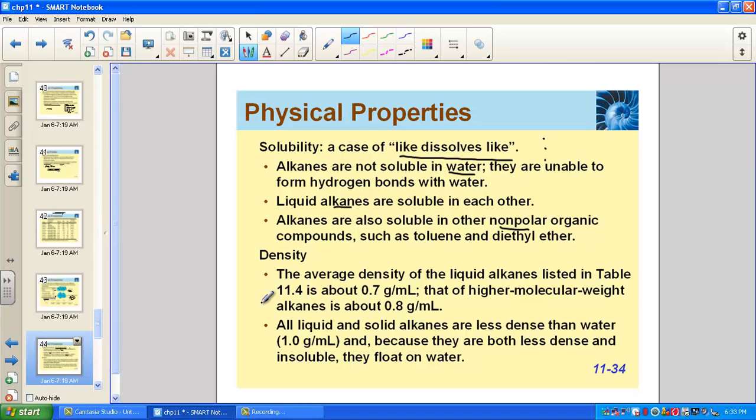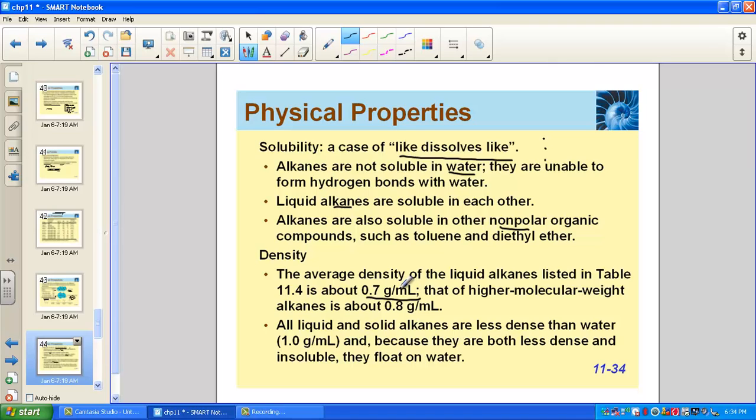There's a table 11.4 they have us look at during our reading. The 11.4 table is telling us a little bit about density. It says the average density of a liquid alkane listed in this table, and again that was just this previous slide, bottom of page 340 if you're looking for that very table, is about 0.7 grams per mil. The higher the molecular weight, the more dense they become. Just kind of a trend there you can pull out.